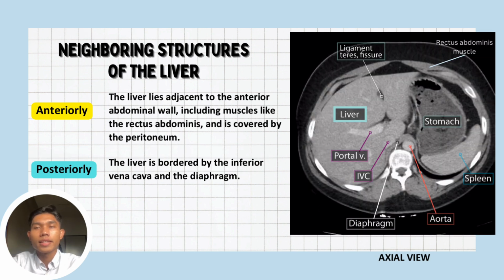By looking at the axial view, anteriorly, the liver lies adjacent to the anterior abdominal wall, including muscles like the rectus abdominis, and is covered by the peritoneum. Posteriorly, the liver is bordered by the inferior vena cava and the diaphragm.